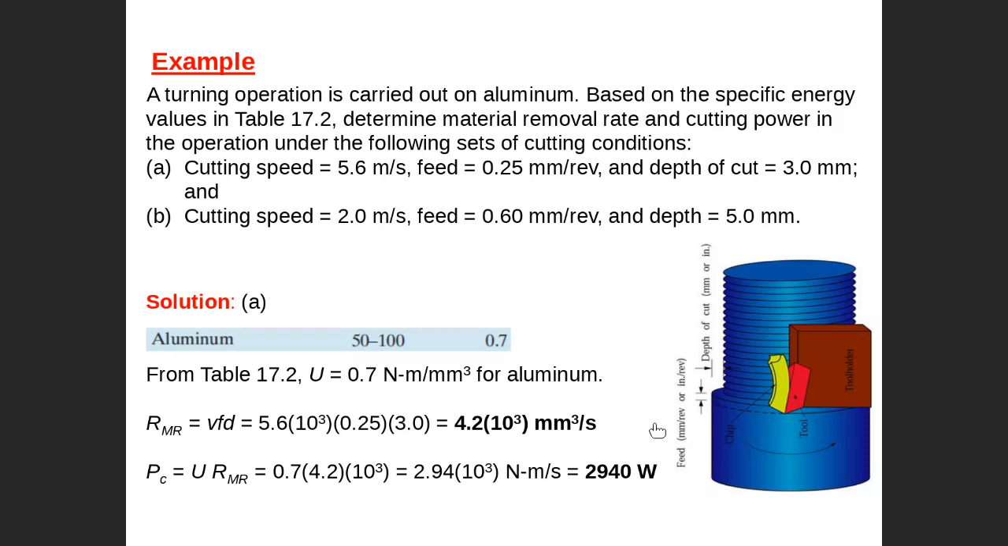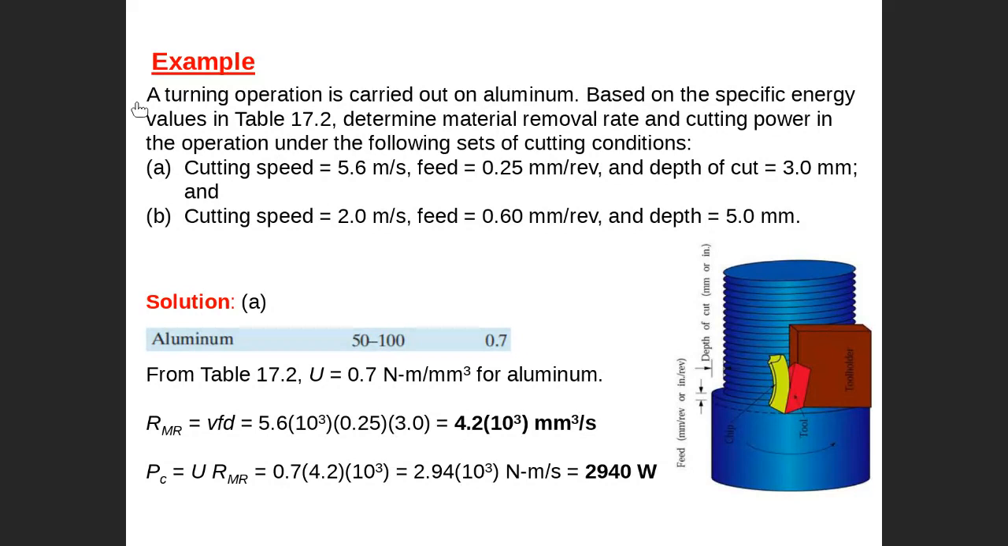Okay, let's take an example. Please give me your attention here. A turning operation is carried out on aluminium, based on the specific energy value in Table 17.2. This unit power, or specific energy, we can obtain from the table. Determine the material removal rate and the cutting power in the operation under the following conditions.